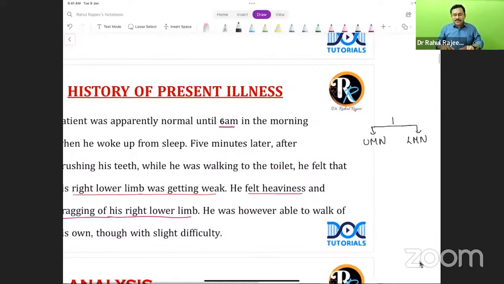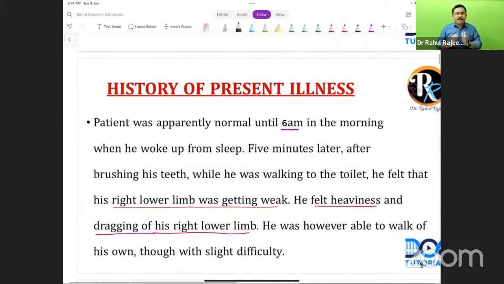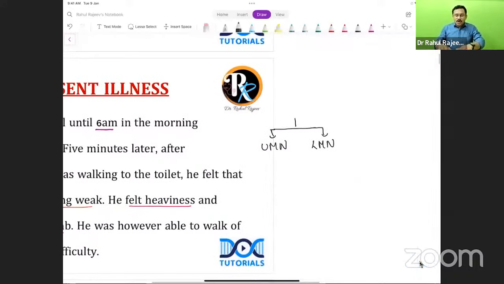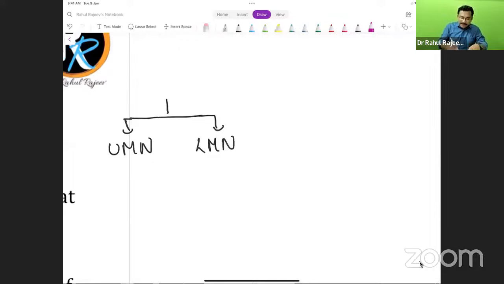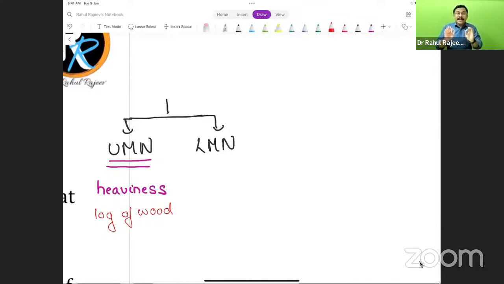Okay. Now, my dear students, what do you think is this? Is this an upper motor neuron type of weakness or a lower motor neuron type of weakness? What do you think? When I look at this history, I'm seeing that the patient is having heaviness and dragging of the right lower limb. Well, this is the type of weakness, the upper motor neuron type, where the patient might feel that his limb is becoming heavy. So there is some sort of heaviness. He might feel that his limb is like a log of wood. I'm not saying every patient might feel it, but if it is suggestive of a UMN weakness, heaviness like a log of wood.